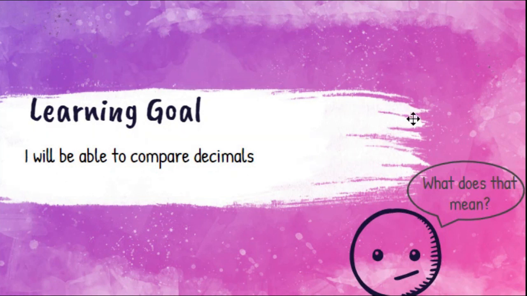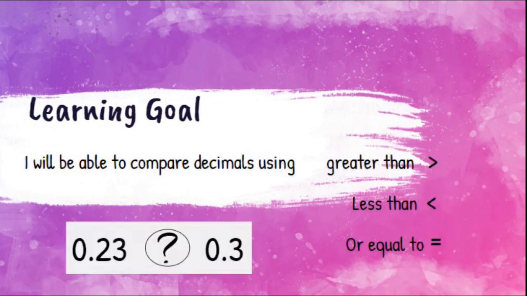Now, you know what decimals are because we've been talking about them throughout this chapter. But what does it mean to compare them? What does that even mean? Well, I will show you. Comparing usually means that we're using these symbols: greater than, less than, or equal to.